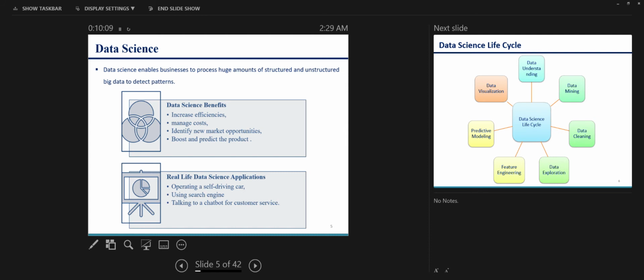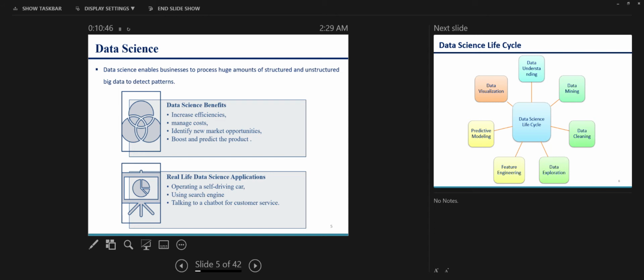But with the help of big data, we can make some decisions and do some analysis. The benefits of data science: we can increase efficiency, manage cost, identify new market opportunities, shape the future of our decision making, and predict what type of product is going to be in huge demand in the market and by consumers. From a business point of view, we can think about how data can be used in decisions.